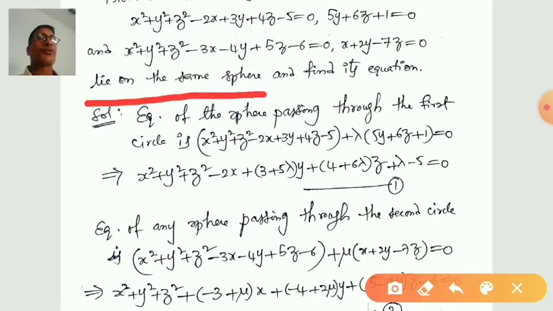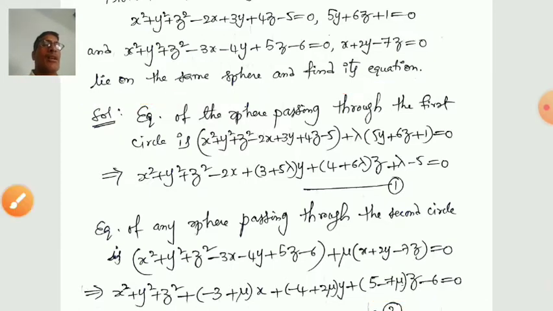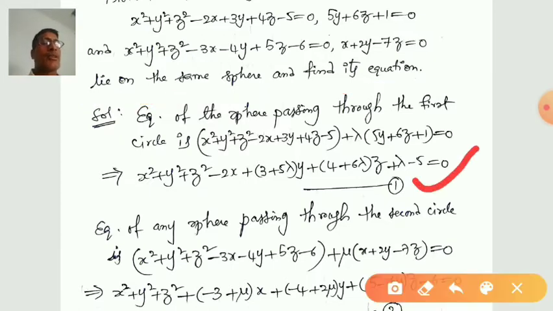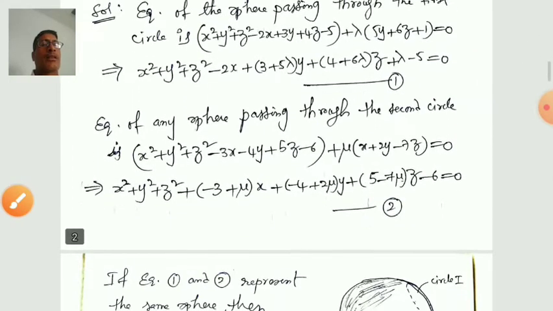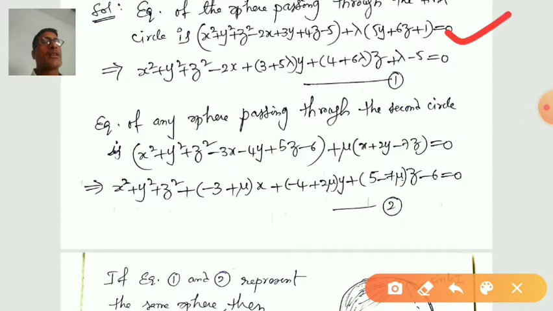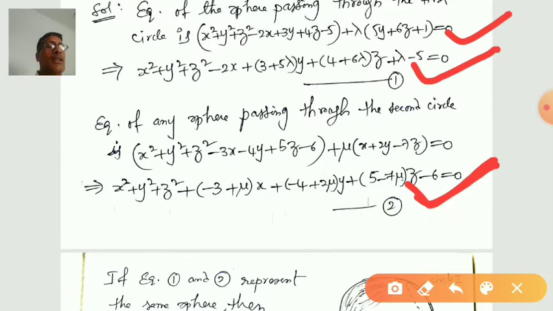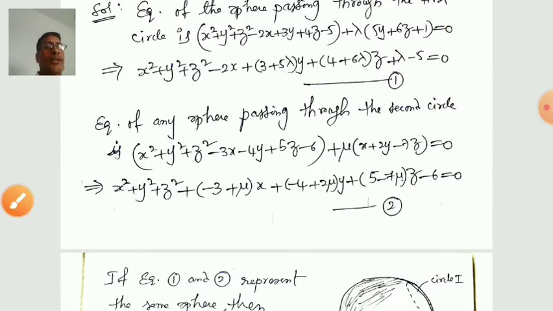the same sphere. And also we have to find its equation. To find its equation, just substitute lambda equal to minus 1 in equation 1, or substitute mu is equal to 1 in equation 2. By these two methods, we can find the required equation of the common sphere. So by taking lambda is equal to minus 1 in this equation, or by taking mu is equal to 1 in this equation, we will get the required equation of the sphere, which is common to the two circles.